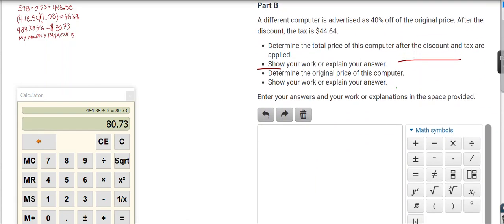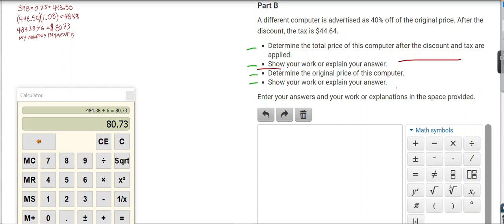A different computer is advertised as 40% off the original price. After the discount, the tax is $44.64. So we have 4 bullet points: 1, 2, 3, 4. So that means this is going to be a 4-point problem, right? And we have to show every one of those bullet points to get full credit. So determine the total price of the computer after the discount and tax are applied.